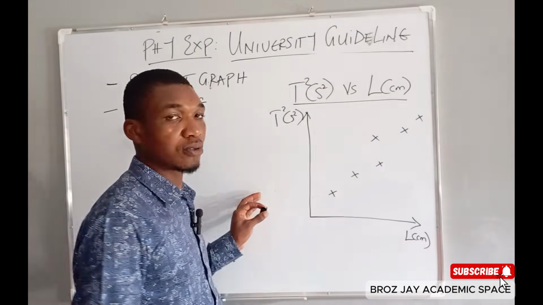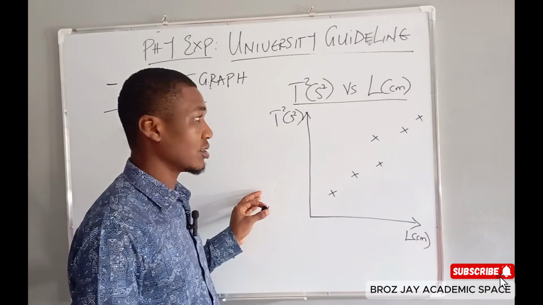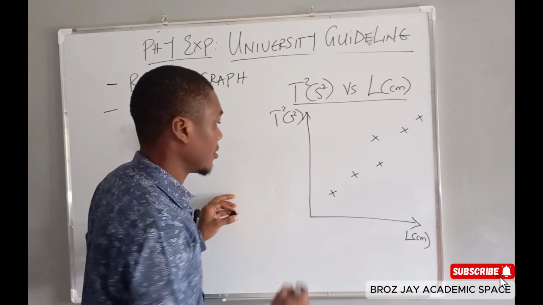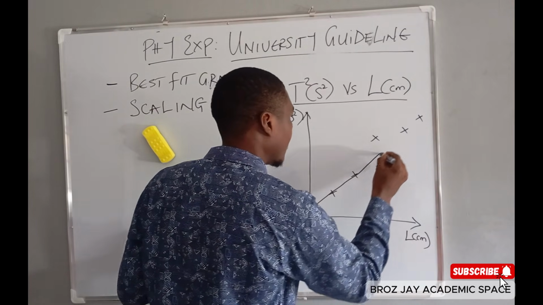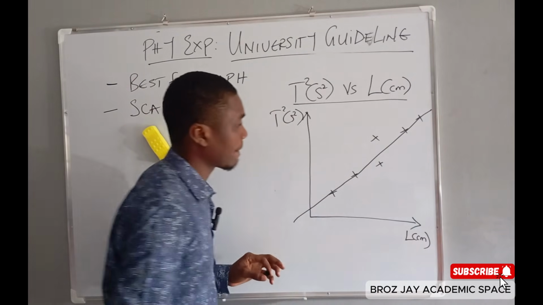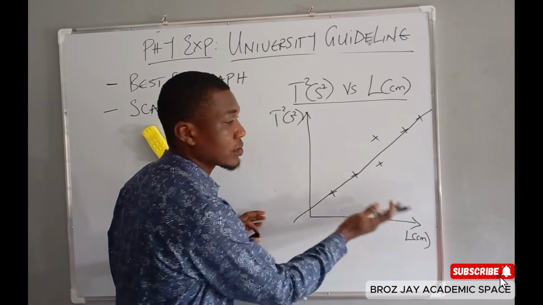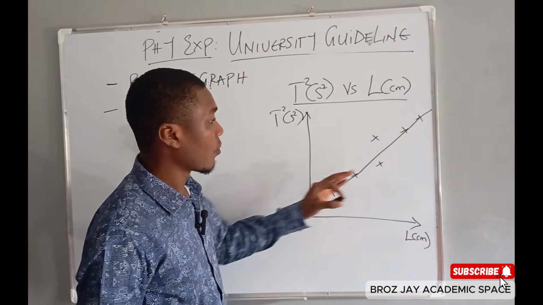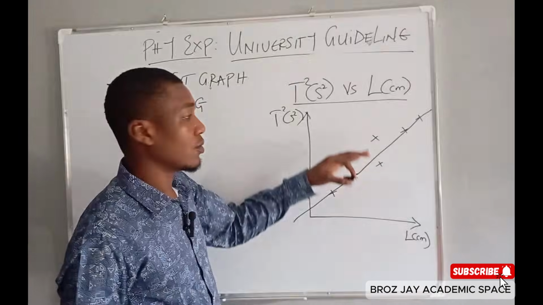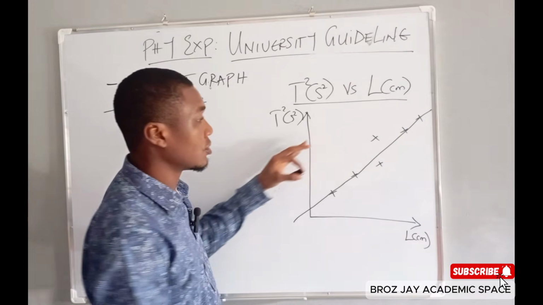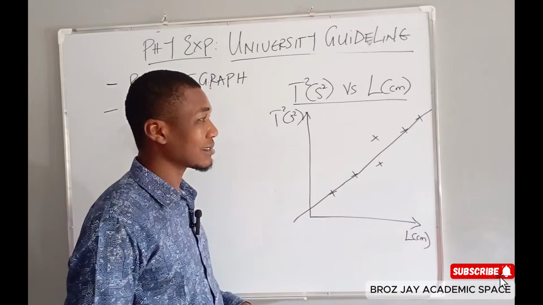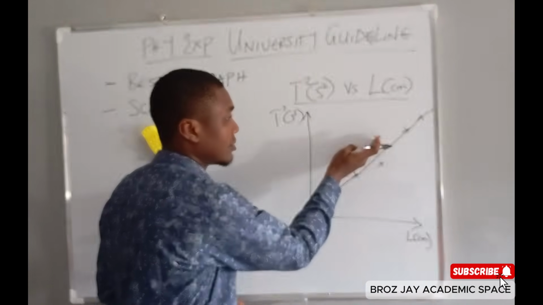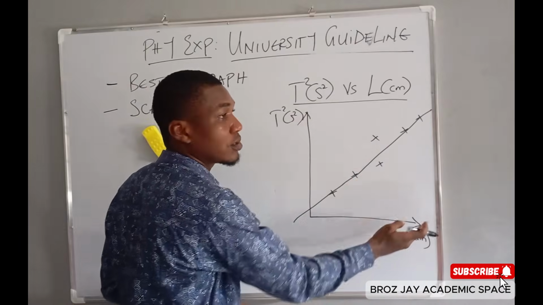I'm using the board, so it might not be having a very straight line. So consider that. I have something passing through here, where on one side one point is out and on the other side another point is out. This is known as a balanced best fit graph. It's known as a balanced graph. Now, this one is out, this one is out.